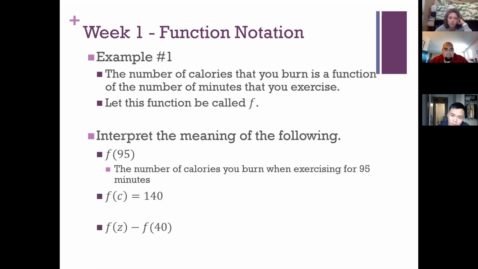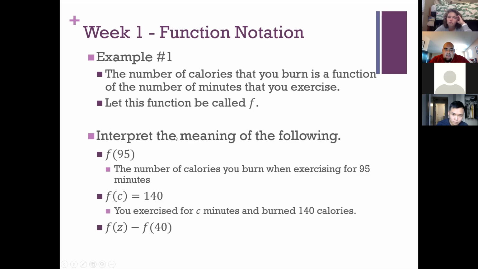What do we think about that one? A function of working out for C amount of minutes where you burn 140 calories. Okay, so you work out for C minutes. I don't know what C stands for, but I work out for C minutes and I burn 140 calories. That's good. Thank you, Isaac. Anybody else have anything to add? Okay, I think we're pretty on the money there. You exercise for C minutes and burned 140 calories. And finally, f of z minus f of 40. What do we have there?